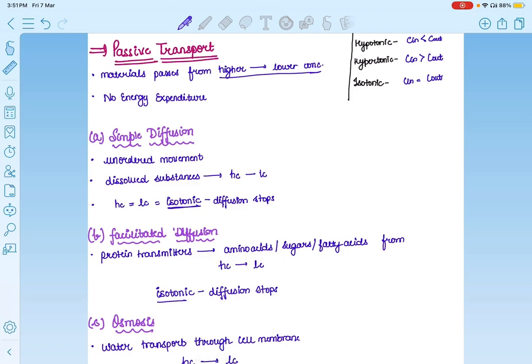Passive transport is that transport where the materials, especially water and some of the small molecules that can be dissolved in the solution, are transported from higher concentration to lower concentration without any energy expenditure. It is divided into three categories: simple diffusion, facilitated diffusion, and osmosis. Simple diffusion is known as the unordered movement because it only transports the dissolved substances, those already dissolved in the solution, from higher concentration to lower concentration. And when isotonic concentration is observed, the diffusion stops.